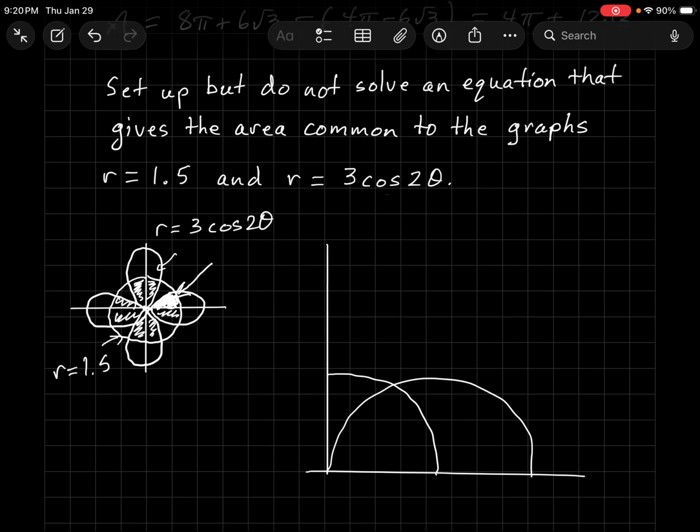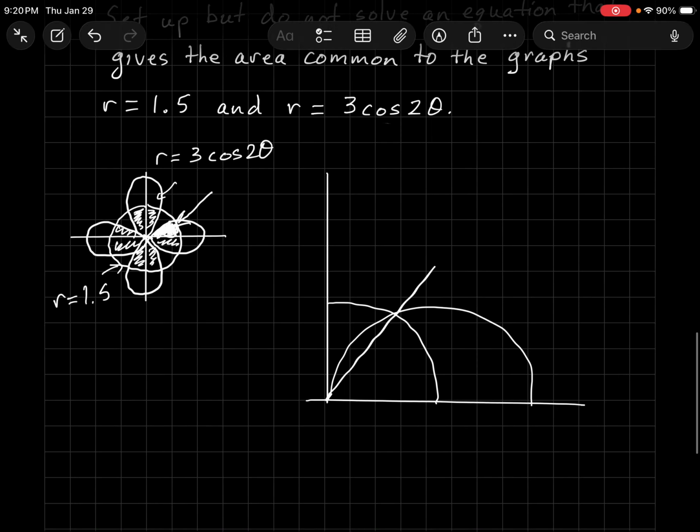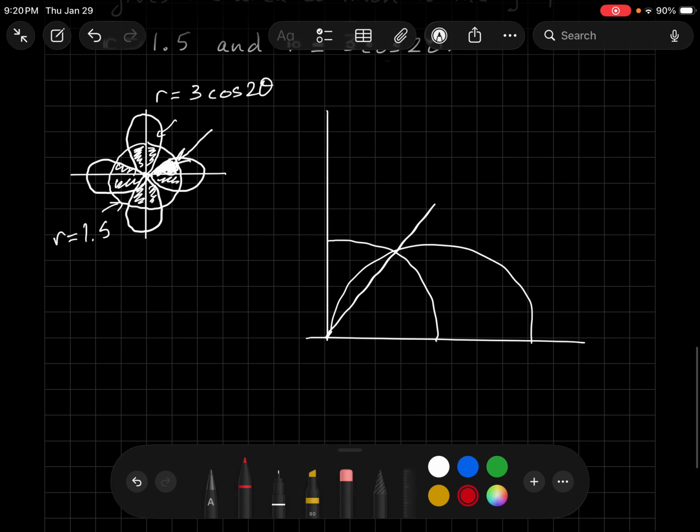And here's something that I highly, highly recommend. When you're doing areas like this, draw a ray from the origin through the intersection point. The reason is to make something very visual that we're going to need in just a bit. So let me change some colors to help us see it a little bit better. Notice that the area that I want has two parts. I have this top part, which I'm coloring in red. And then I have a bottom part, which I'm coloring in blue.